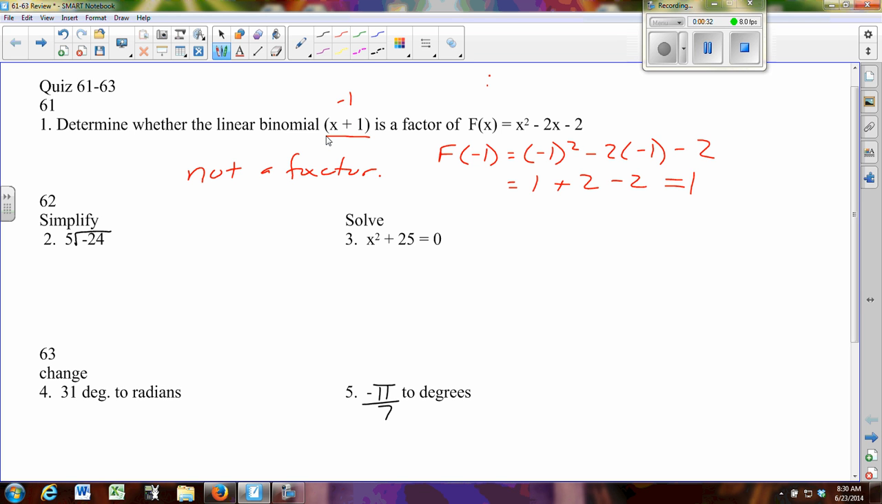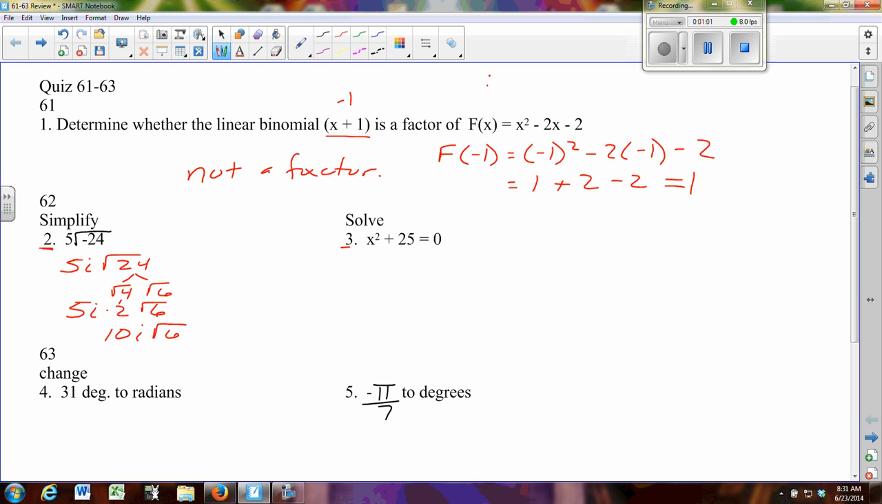To simplify these, for number 2, to get rid of a negative, I put in an i. So I would have 5i square root of 24. Then I can break up square root of 24 into the square root of 4 times the square root of 6. So it'd be 5i, square root of 4 would be 2. Square root of 6 doesn't split up. So I'd end up with 10i square root of 6.